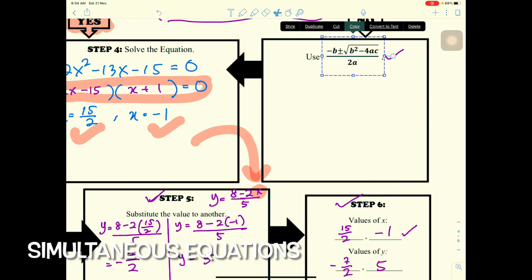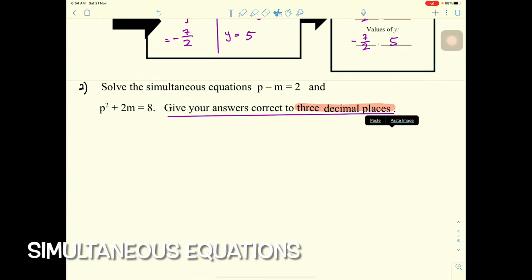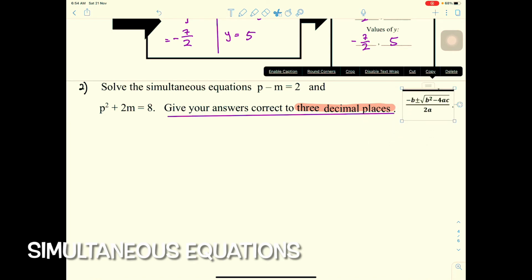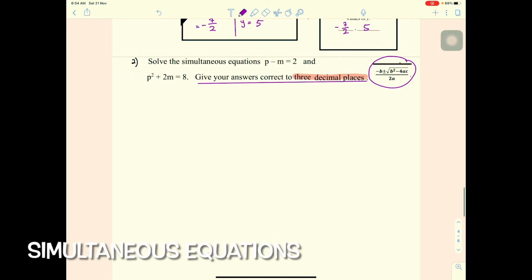When this type of question comes out, you must use this formula. As usual, p minus m equals 2, equation 1, and p squared plus 2m equals 8, equation 2. From 1, what do we do? Bring m to the right, so p equals 2 plus m.